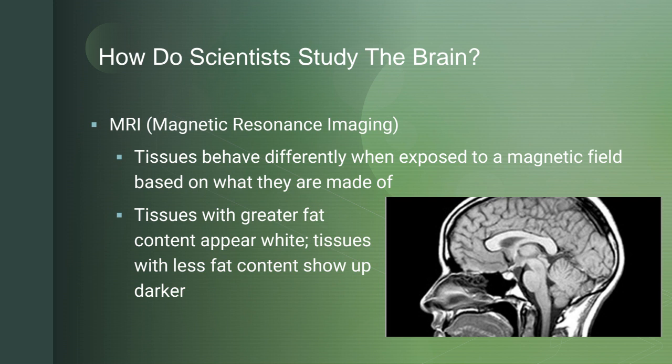It's based on the fact that tissues behave differently when they're exposed to a magnetic field, depending on what they're made of. Tissues with greater fat content will appear white, and tissues with less fat will show up as dark. These differences in how tissues behave when they're exposed to a magnetic field allow us to get a really clear picture of all these structures in the brain, which we will learn about in chapter 3.